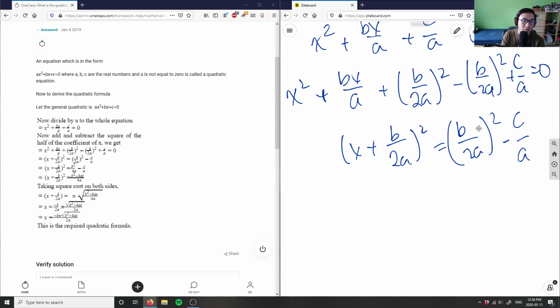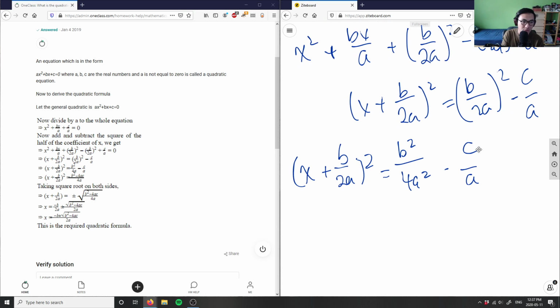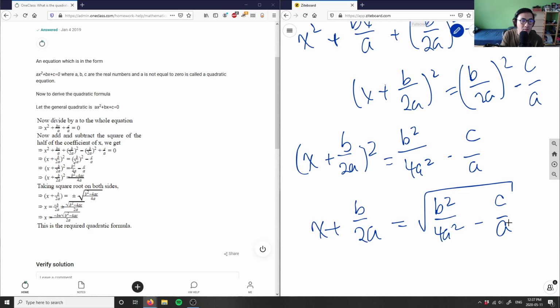And then what they did here was expand this bracket. So I have x plus b over 2a squared equals b squared over 2a squared, which is b squared over 4a squared, minus c over a. And then they're taking the square root of both sides, because they're now isolating for this x value. So I get x plus b over 2a equals the square root of b squared over 4a squared minus c over a.